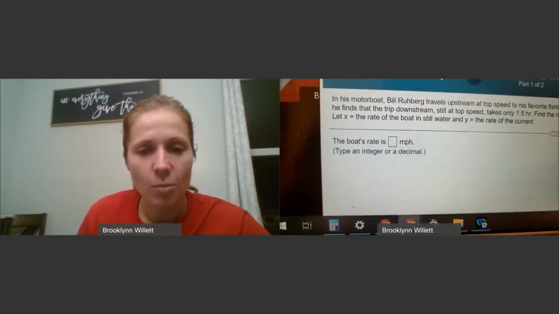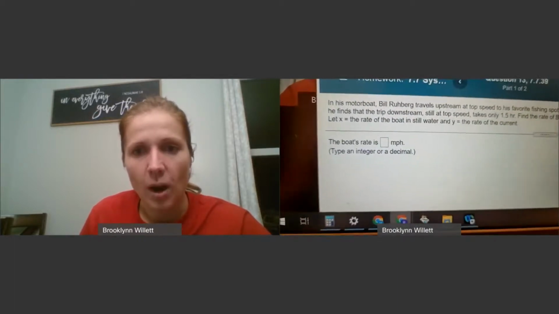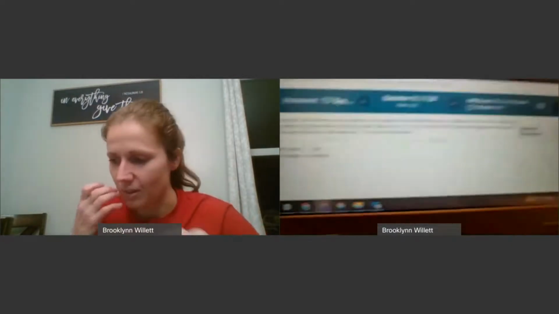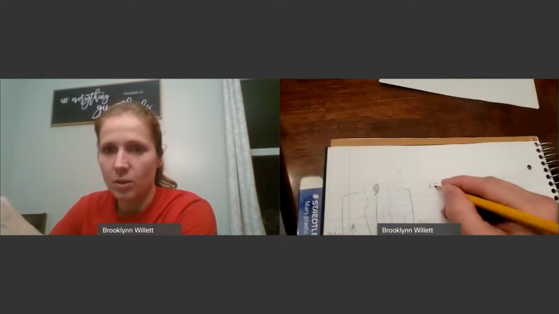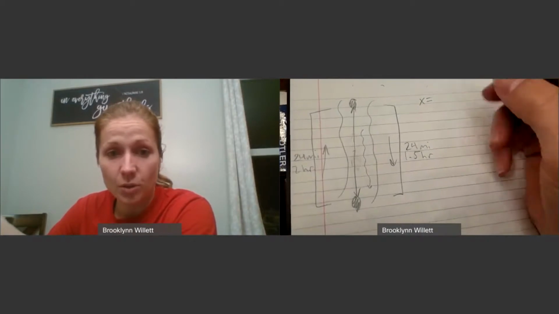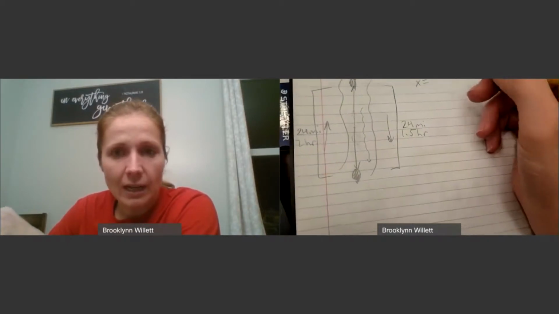So X is rate of the boat in still water. Y is rate of the current. Let's write those down. X is going to be, now I'm going to put a unit in there so I know exactly what I'm talking about.